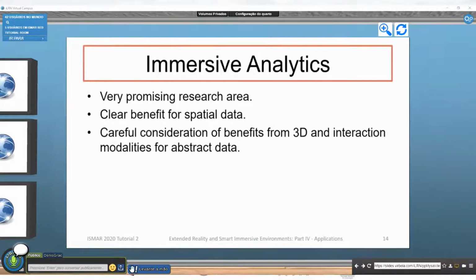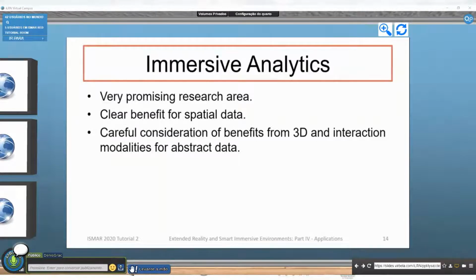It's very popular at the moment, and while benefits for visualization of spatial data, as well as non-spatial data and spatial context, are clear, we still need convincing use cases for high-dimensional data visualization in XR. We need to carefully consider the benefits from 3D and interaction modalities for abstract data. Conventional methods of display and analysis are very advanced at the moment, and XR has to bring some new possibilities.